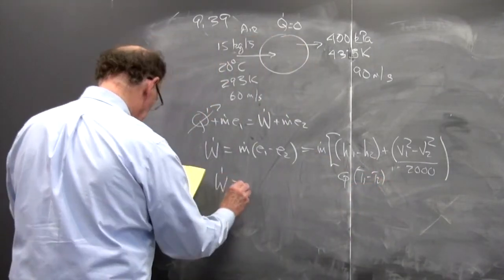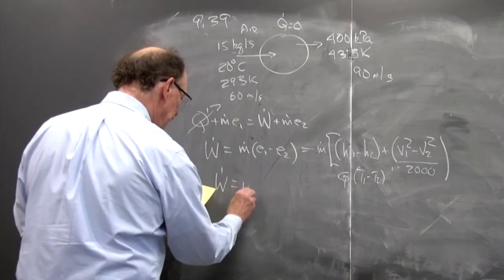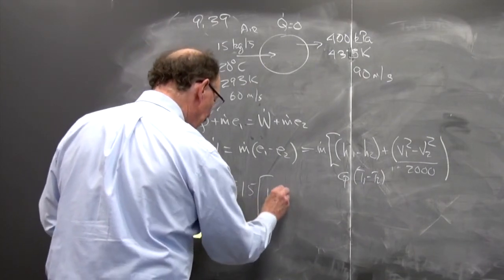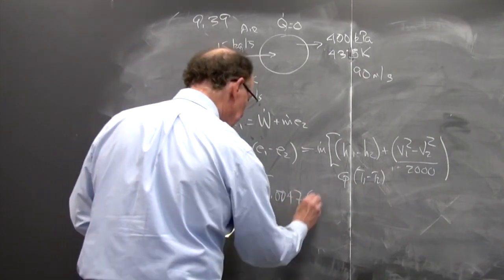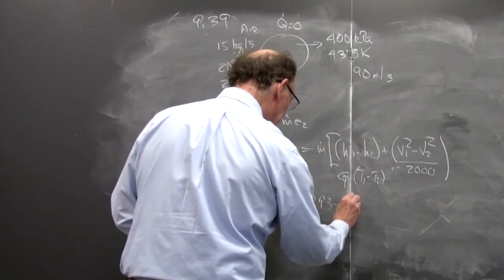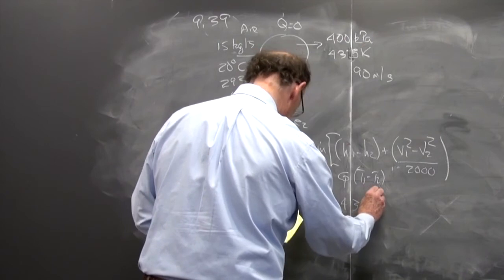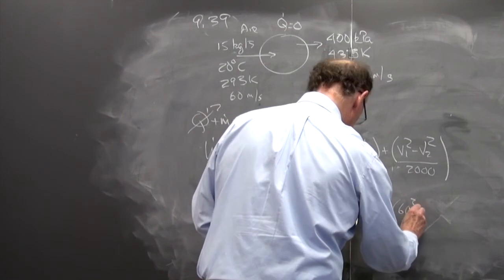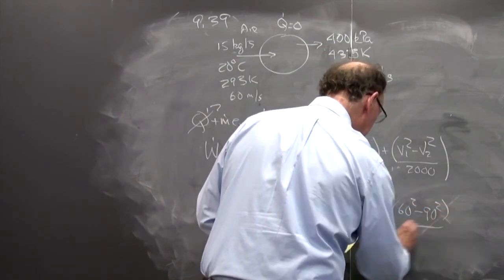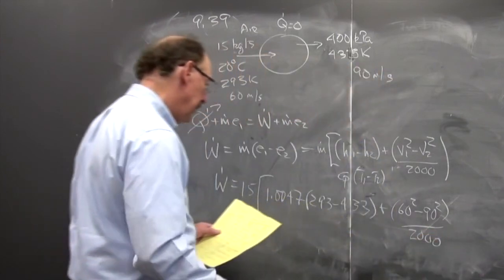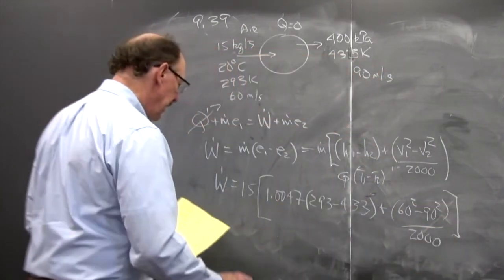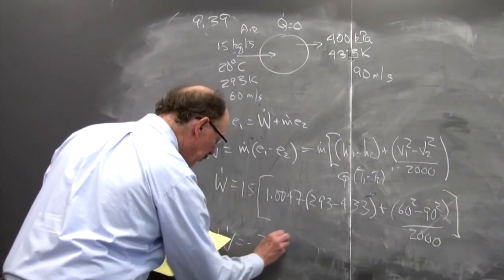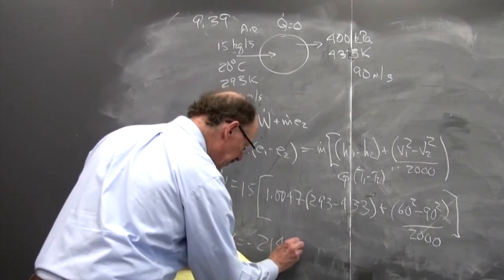So I have W dot is equal to 15 times 1.0047 times 293 minus 433 plus 60 squared minus 98 squared over 2,000. And so I have that the power is equal to minus 2143.75 kilowatts.